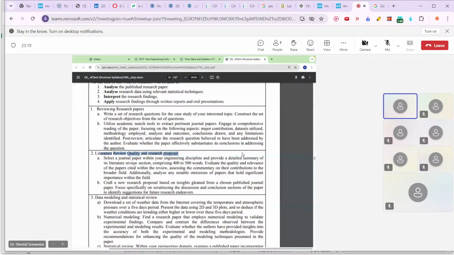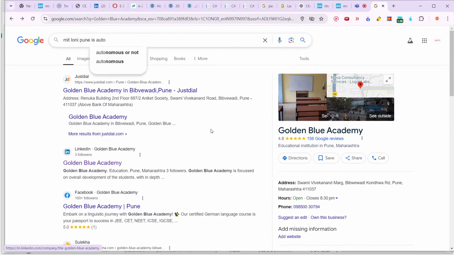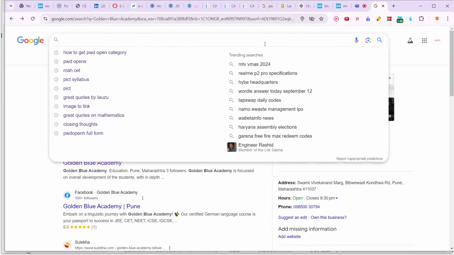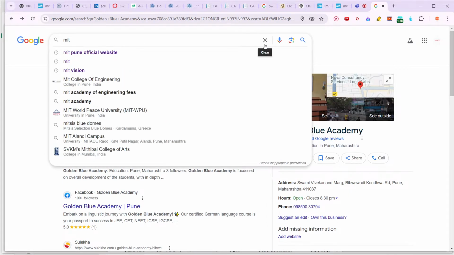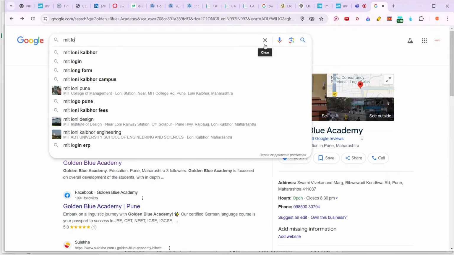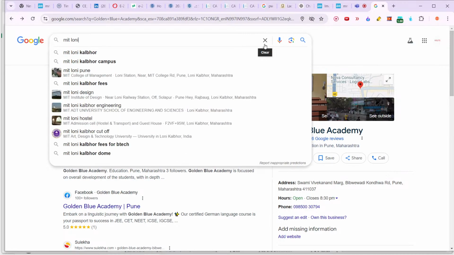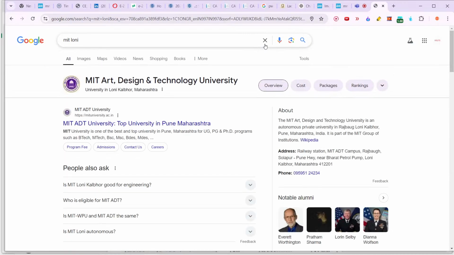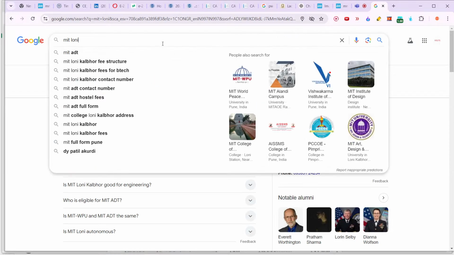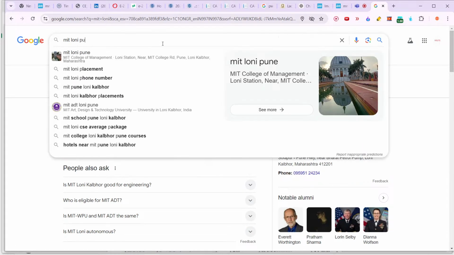Then data modeling and statistical review, where you have to model your data, you have to find out the statistical view of the data by applying some statistical methods to it. Then research paper analysis, where you're supposed to do an analytical survey. And the last one is research proposal. So this is in line with the last unit, where you have to write your own research proposal.